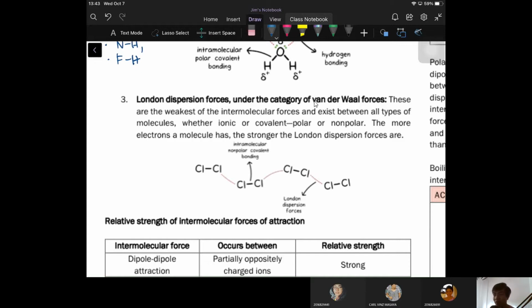Volkswagen. Yung F nagiging, yung V nagiging F, yung W nagiging V, no? So that's van der Waals, Volkswagen, so on and so forth. Okay. So ano naman tong London Dispersion Forces, no?